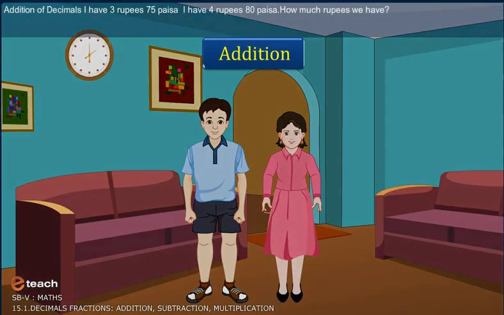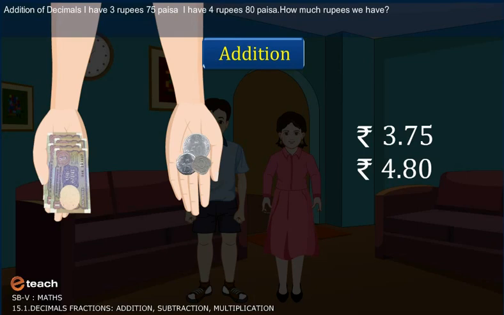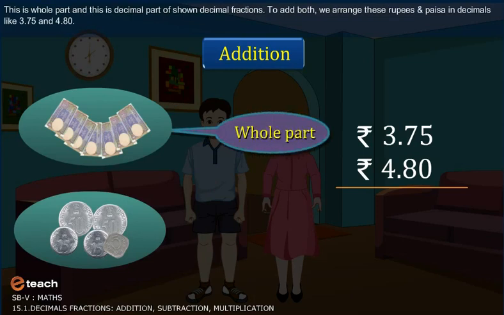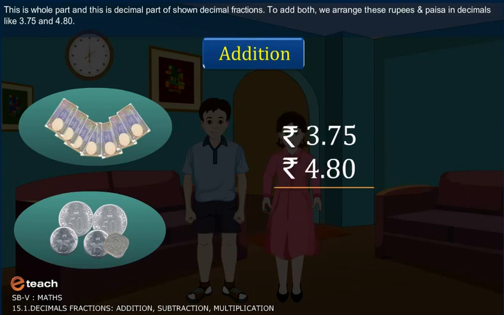Addition of decimals. I have 3 rupees 75 paisa. I have 4 rupees 80 paisa. How many rupees do we have? This is the whole part and this is the decimal part of the shown decimal fractions. To add both, we write these rupees and paisa as decimals, like 3.75 and 4.80.